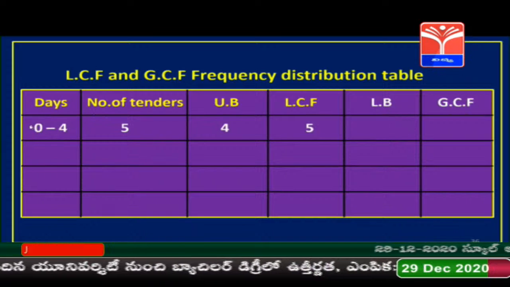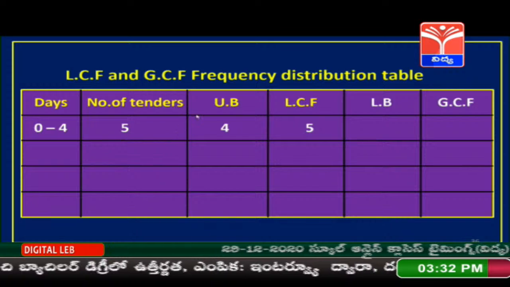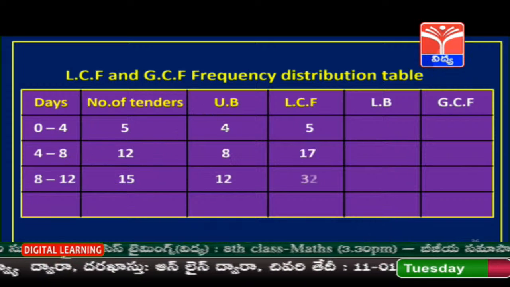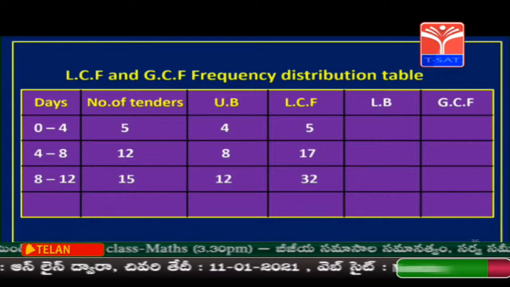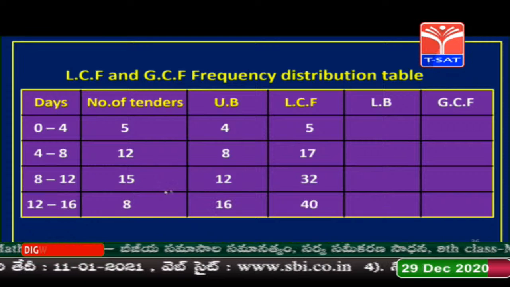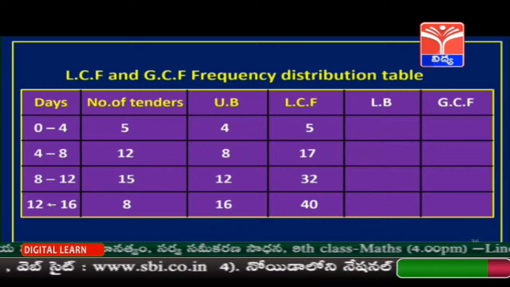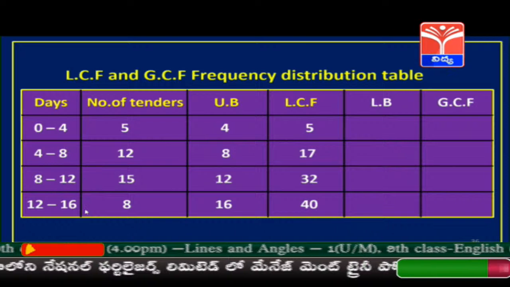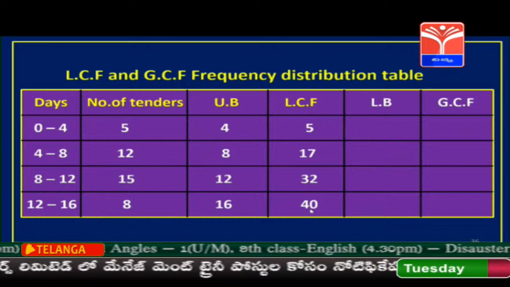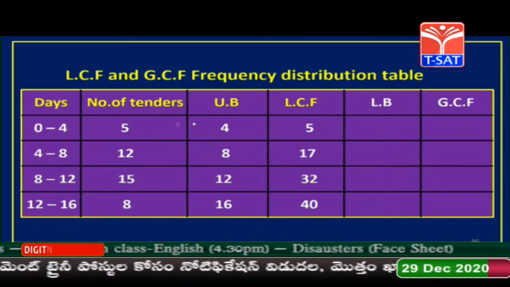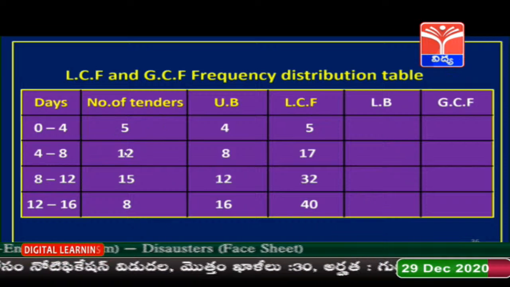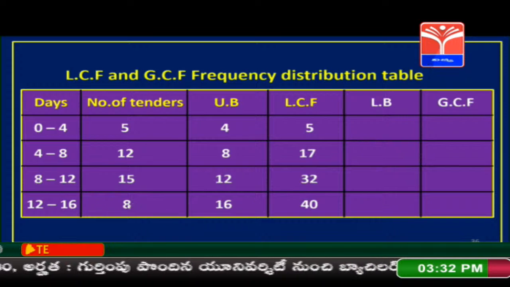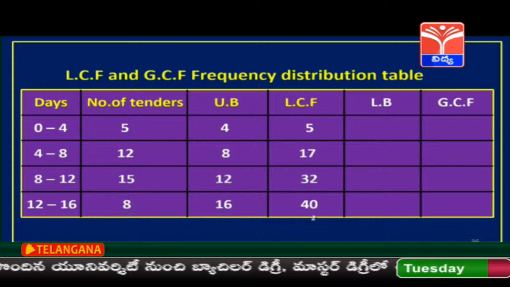Okay children, the first class is 0 to 4, number of tenders 5, upper boundary 4; 4 to 8, upper boundary 8; 8 to 12, upper boundary 12; 12 to 16, upper boundary 16. As these are exclusive classes, limits and boundaries are the same. So upper boundaries are 4, 8, 12, 16. And children, how we got this LCF? It's very simple. First one is 5, first frequency, 5 plus 12, 17, 17 plus 15, 32, 32 plus 8, 40. Like this we have to prepare LCF.